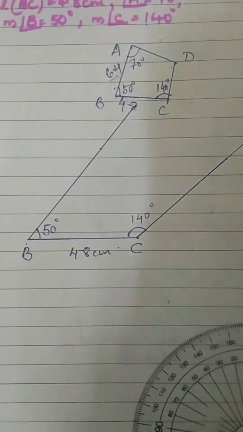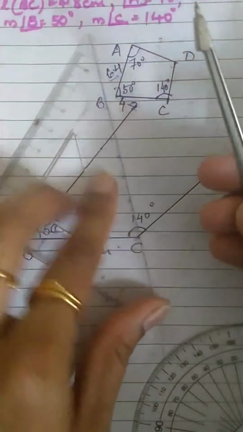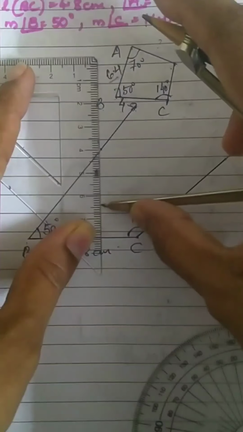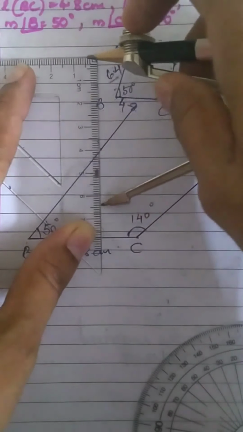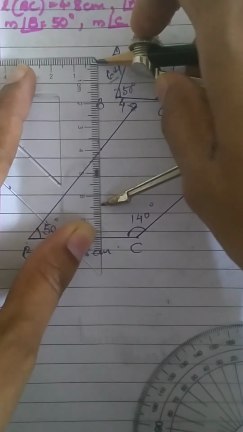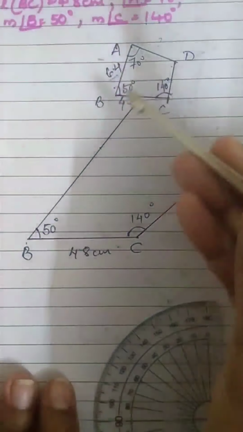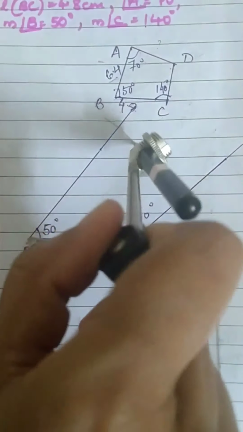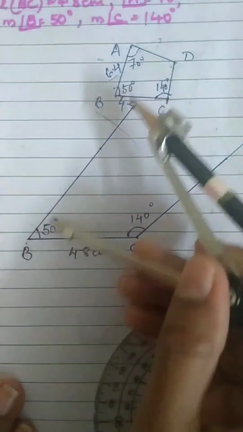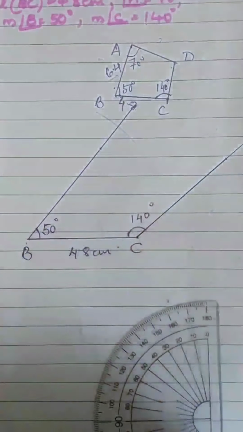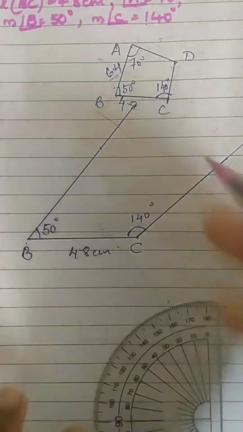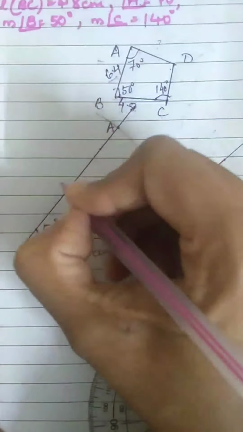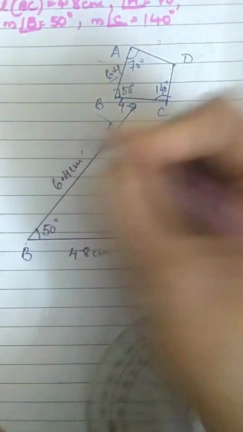So 6.4 we want. Take your compass and take 6.4. On your compass, take 6.4. Keep it on point B carefully and draw the arc. If you have not extended it, extend it. Okay, so you got a point, and that point will be point A. So AB became 6.4 centimeter.